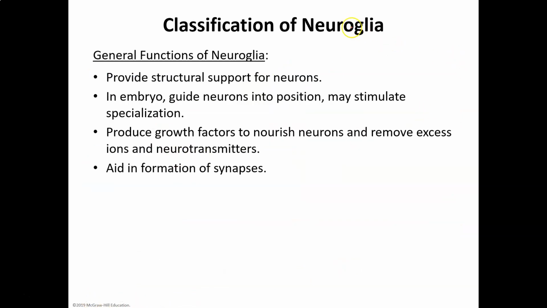Now, I told you there are neurons, and we just went through what neurons do. Neuroglia are the support cells. They're the behind-the-scenes cells. The general functions provide structural support. In the embryo, they guide the neurons into position. As you're developing a nervous system, the neuroglia bring those cells along to the right places, making the right connections. They produce growth factors to nourish neurons, remove excess ions and neurotransmitters, and aid in the formation of synapses. Synapses are how nerves talk to each other.